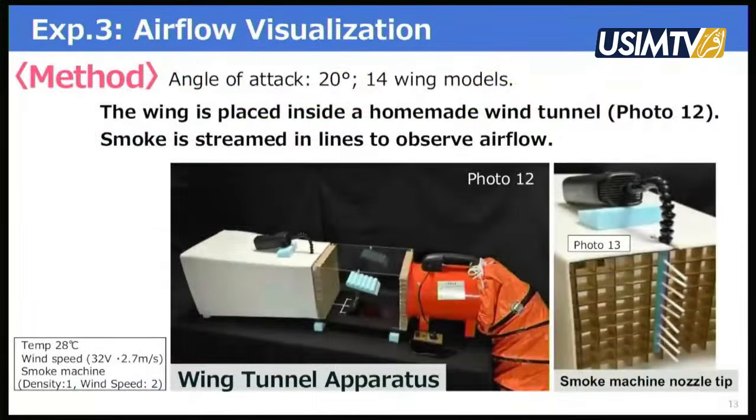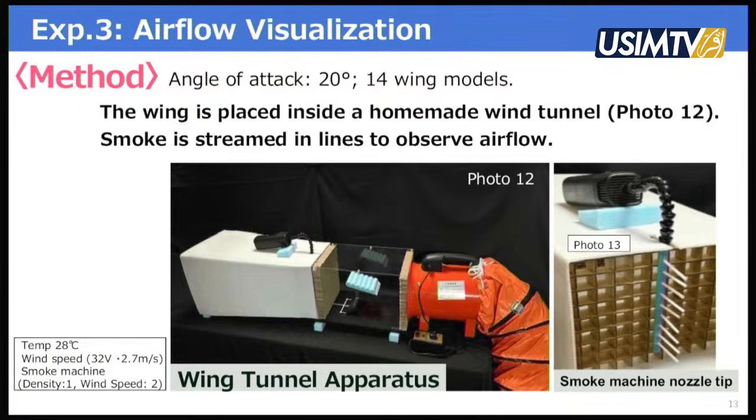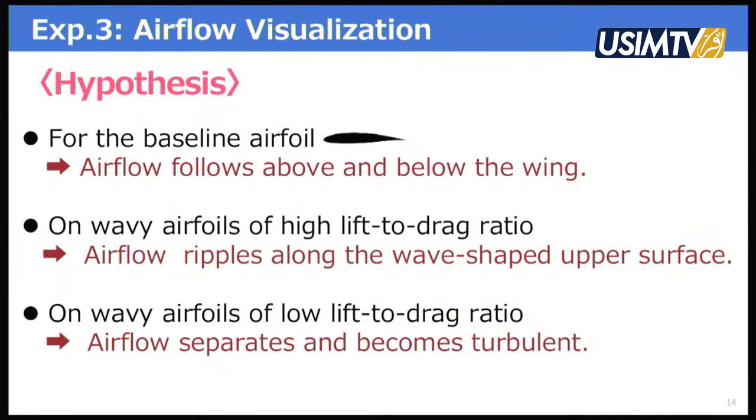And number 3 is the airflow visualization. I conducted this study because I wanted to clarify the reasons for the performance differences of the lift-to-drag ratio. The method is angle of attack 20 degrees and 40 degrees, and the whole wing model was used. My hypothesis is that for the baseline airfoil, the flow will become smooth and flow around the wing. On a wavy airfoil with a high lift-to-drag ratio, the flow will become wavy and flow along the wing. And on the low lift-to-drag ratio, it will experience turbulence.